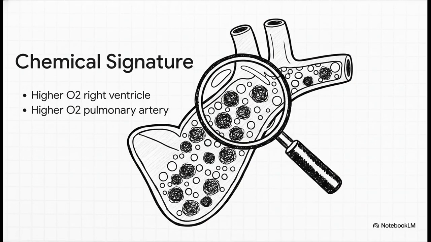So let's see how this chemical signature builds mechanically. Because you now have oxygenated blood sneaking over to the deoxygenated side, it creates a very distinct chemical footprint. If doctors measure it, they'll find an abnormal, increased oxygen saturation in the right ventricle and the pulmonary artery, places where oxygen levels should normally be quite low.